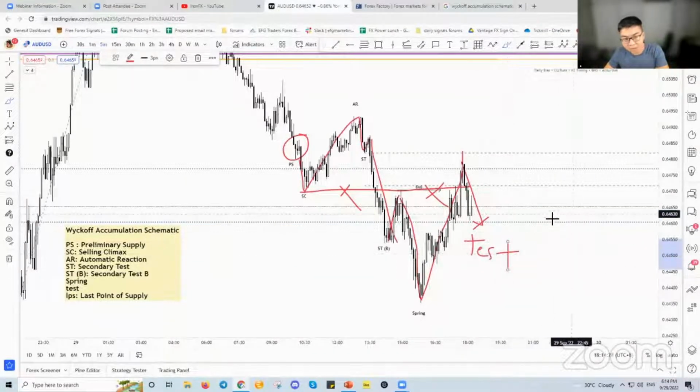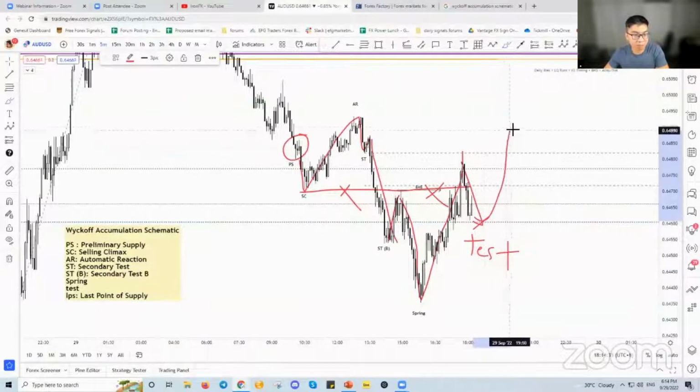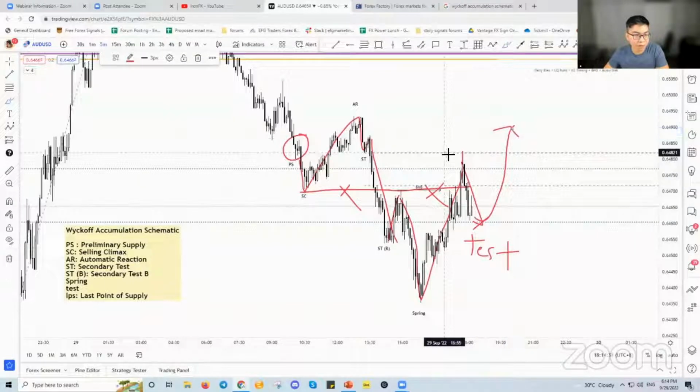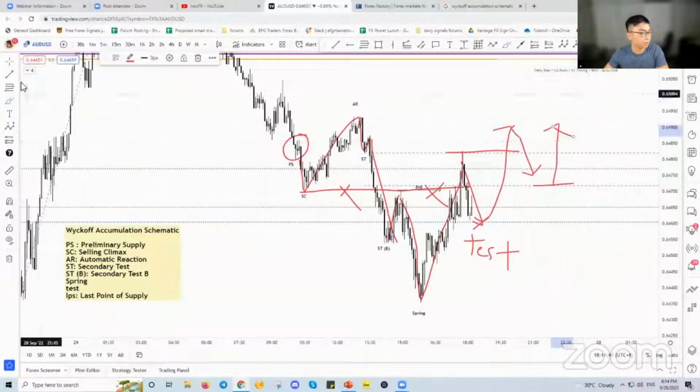So right now, I'm personally looking for a possible buy trade. I might be right, I might be wrong. I'm looking for price to actually head up, break this area, break the test, come back down, and then I will enter a buy. So let me clear this out, make it clean.